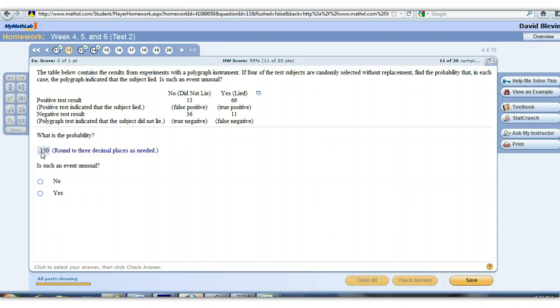Alright, and then it's going to ask, is this unusual? Remember, we're going to use 0.05 to determine if this is unusual or not. And since 0.05 is less than this, this is a much more probable than a 5% chance. We got a 15% chance here, so we're going to say that's not unusual. Alright, remember, 0.05 is your cutoff.